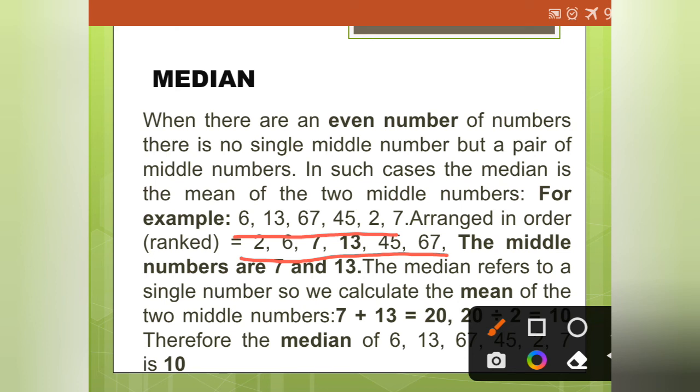So in case of an even number of data, we have to arrange the numbers, then take the middle two values and find their average or mean. That mean or average is the median of the given number set.